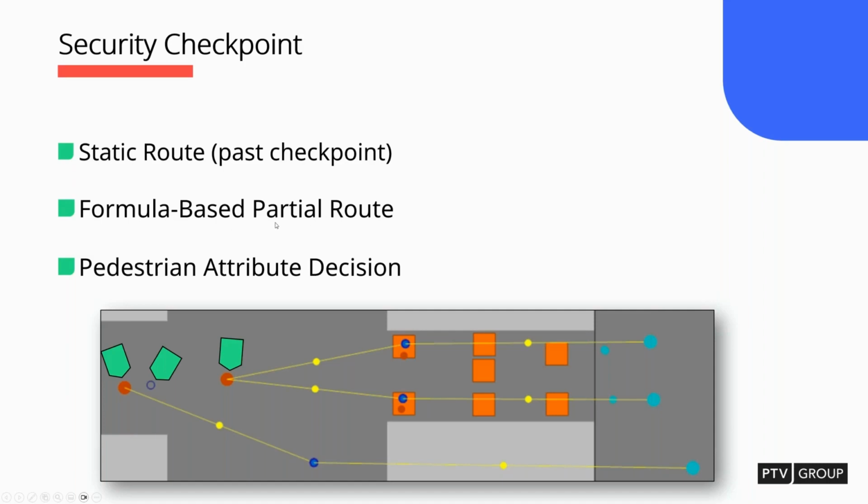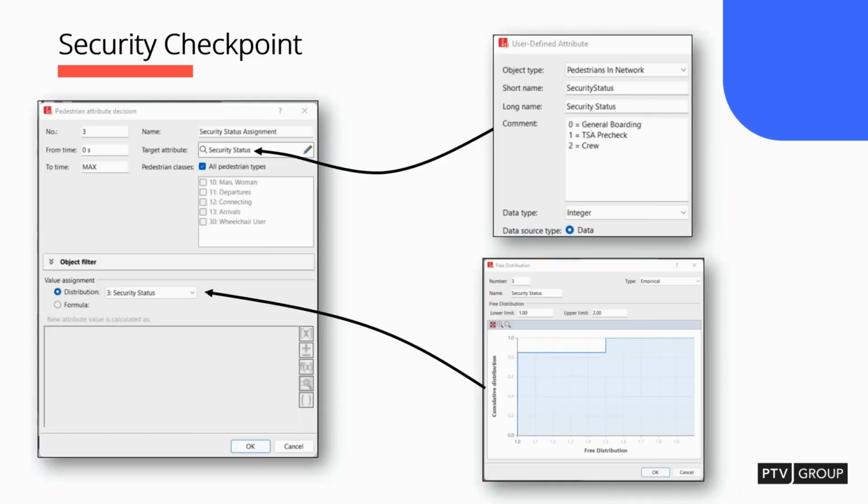The reason we're doing a formula-based partial route rather than just a weighted route with a certain relative flow is because we're going to be using, just like we did before, a pedestrian attribute decision to assign pedestrians a security status. As they walk into the security terminal, or maybe after they've checked in, you can do this at any time, you assign them a different security status, because you might have general boarding, priority passes that sometimes get a shorter line, TSA pre-check or maybe global entry or something like that, right? So again, using user-defined attributes to assign pedestrians or agents within the simulation specific data.